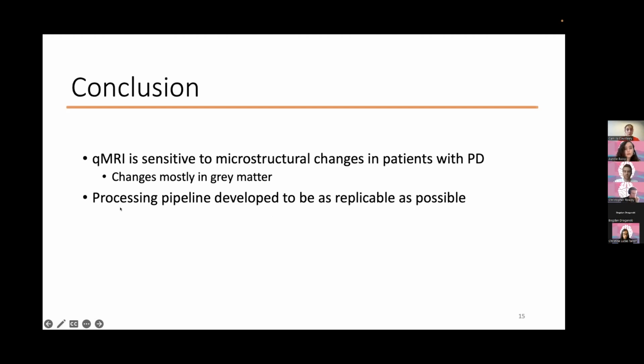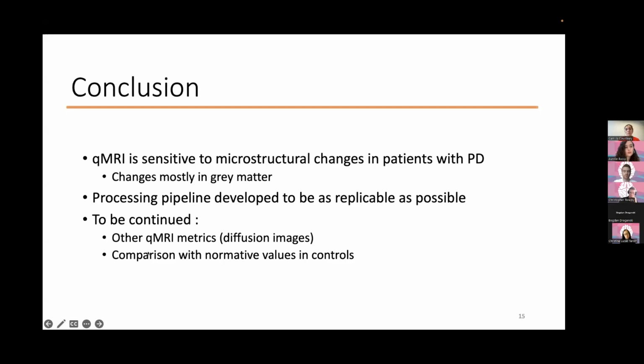We also developed a processing pipeline for our data that is developed in order to be as replicable as possible. Our goal was really to limit the human biases during the process, for instance by using automatic segmentation.